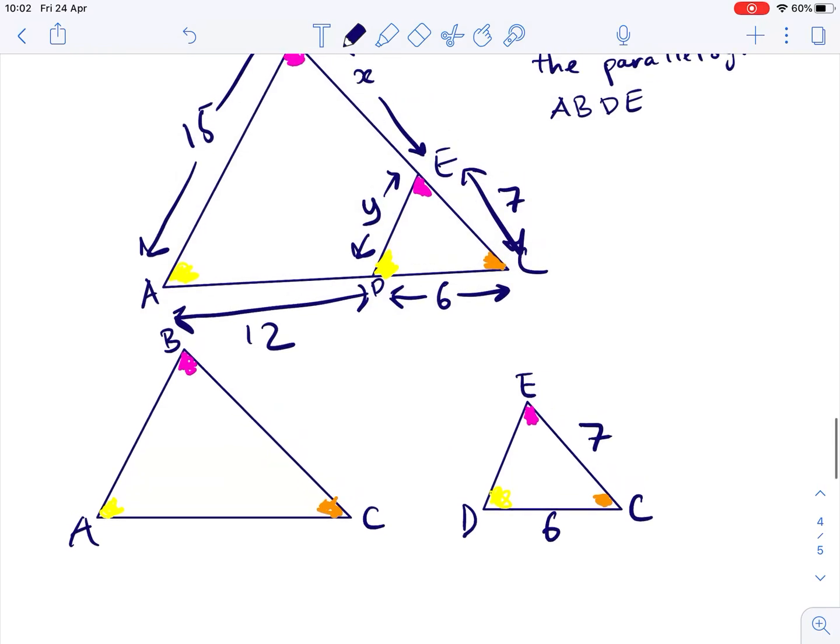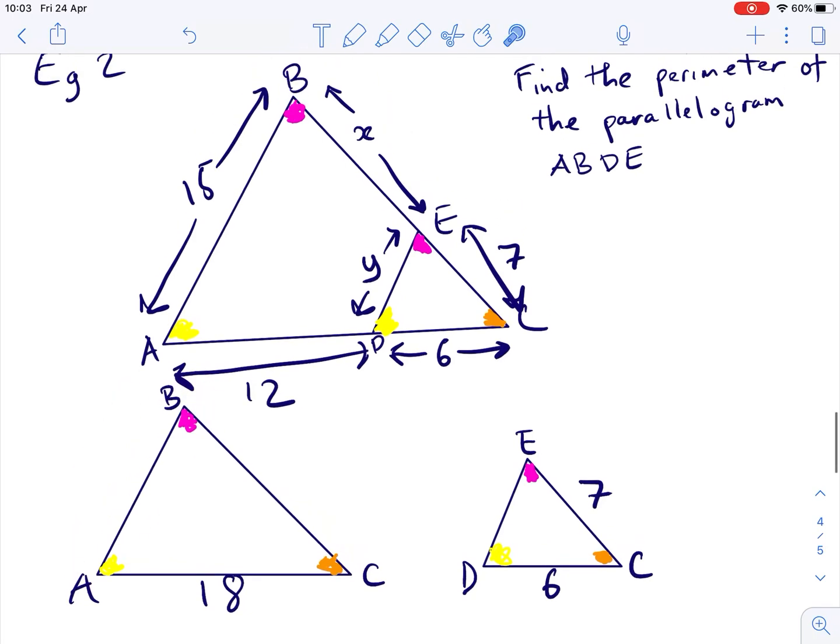Now what is the length of A to C? We need to be a little bit careful here because it's not this length. It's not the length between the yellow angle and its corresponding yellow angle. It's actually the whole length of this from A to C, which is 12 add 6, so 18. We know that A to B from above is 15. We don't really know much more than that though.